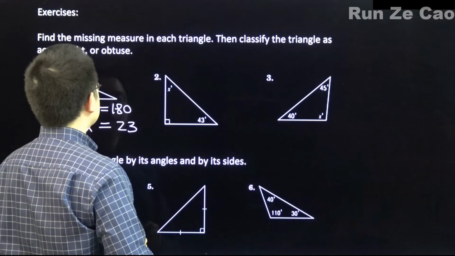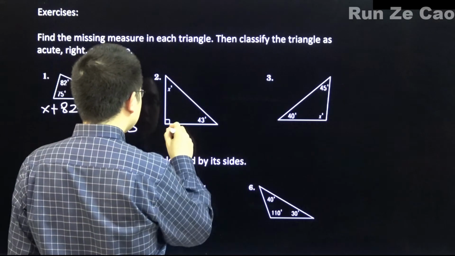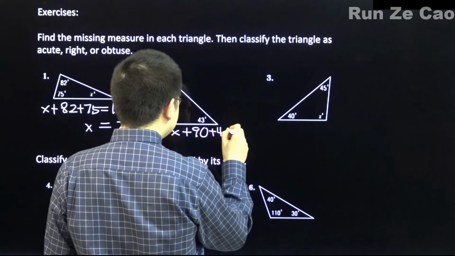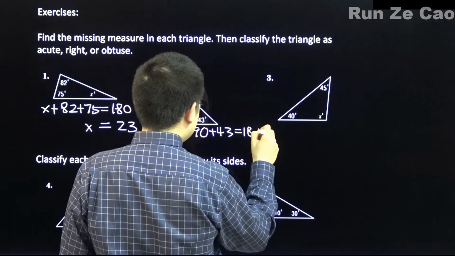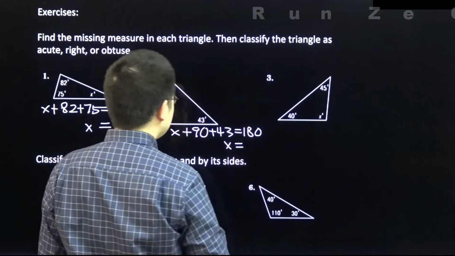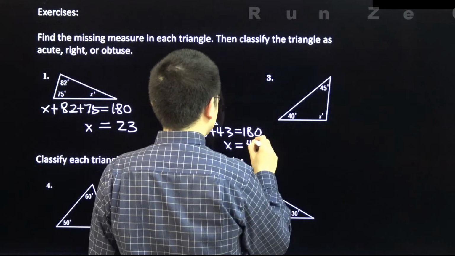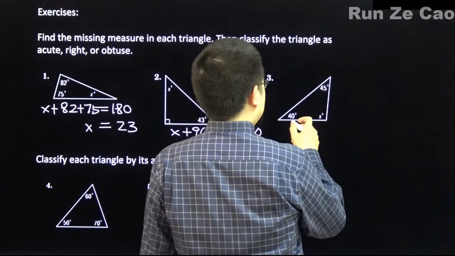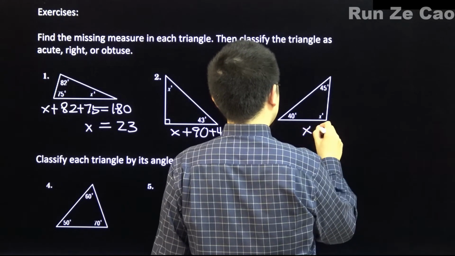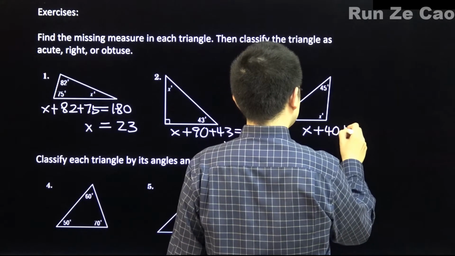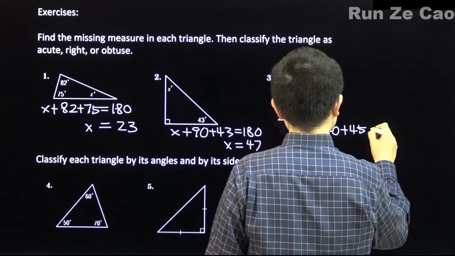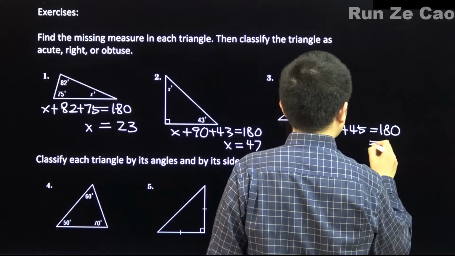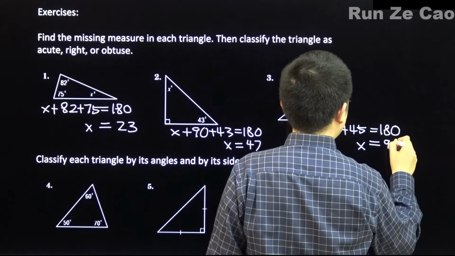x plus 90 degrees plus 43 degrees, or rather x plus 90 plus 43 is equal to 180. X is equal to 90 minus 43, which is 47. No degree symbol there. And here, x plus 40 plus 45 equals 180. So x plus 85 equals 180. X is equal to 95.